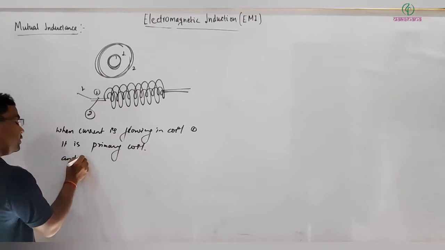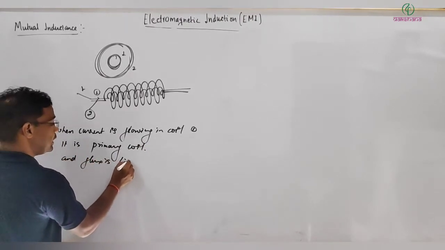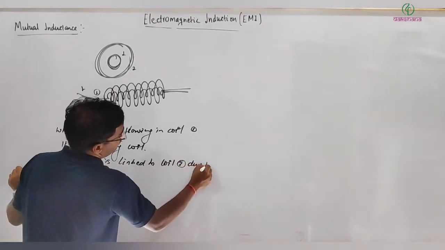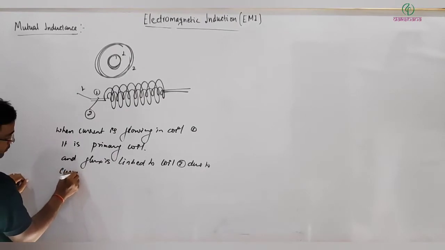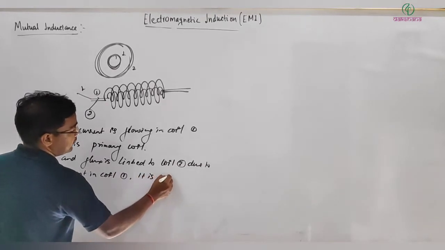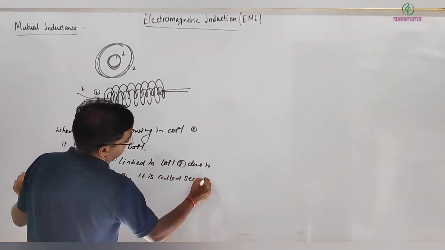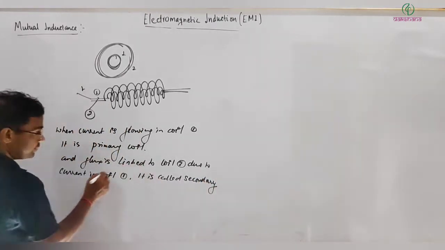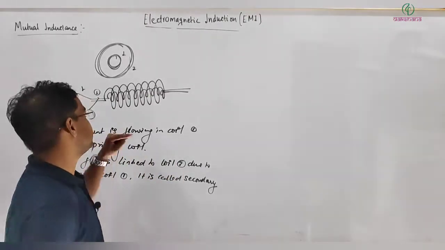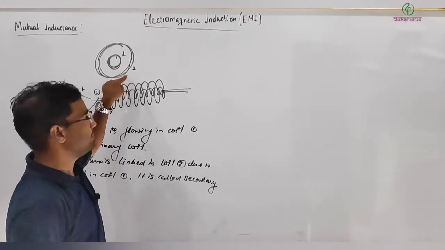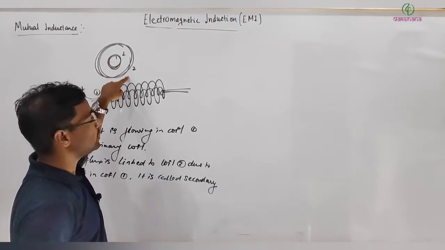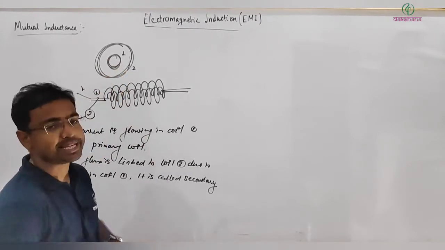The flux linked to coil 2 due to the current in coil 1 is in the secondary coil. So if current is flowing in coil 2 and I am considering the flux through coil 1 due to the current in coil 2, then coil 2 will be my primary coil and coil 1 my secondary coil.